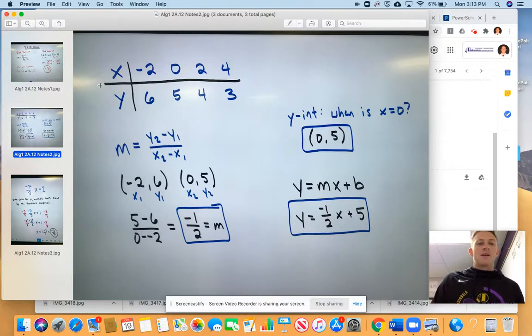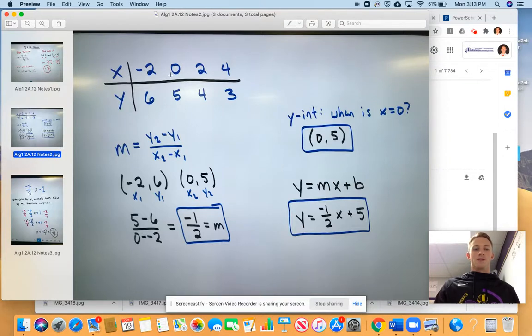Here they give us a handful of points, right? So it's a table, our x, y. So we have the points negative 2, 6, 0, 5, 2, 4, and 4, 3. First thing we need, let's find the slope. So we can pick any 2 points that we want. I just picked the first 2 points.